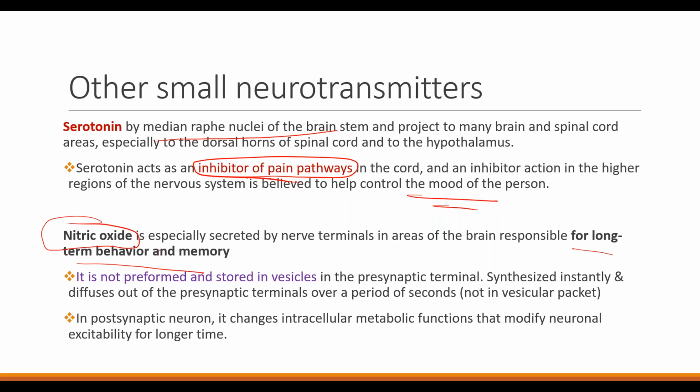Nitric oxide is one neurotransmitter which is not stored in vesicles. Very, very important. This is a very important question. This is one neurotransmitter which is not stored in the vesicle. It is instantly formed and instantly diffused out. So nitric oxide particles diffuse out directly rather than getting stored in the presynaptic terminals, right? And what does it do in the postsynaptic neuron? It will change the intracellular functions basically. So it is very important for long term. It's a small neurotransmitter, but it is important for neuronal excitability for a little longer duration.